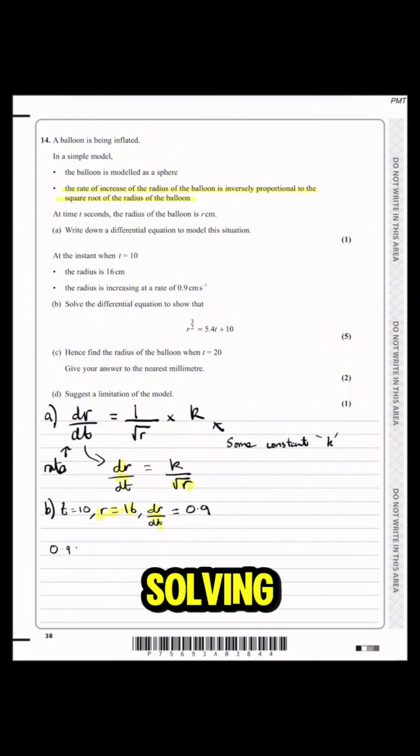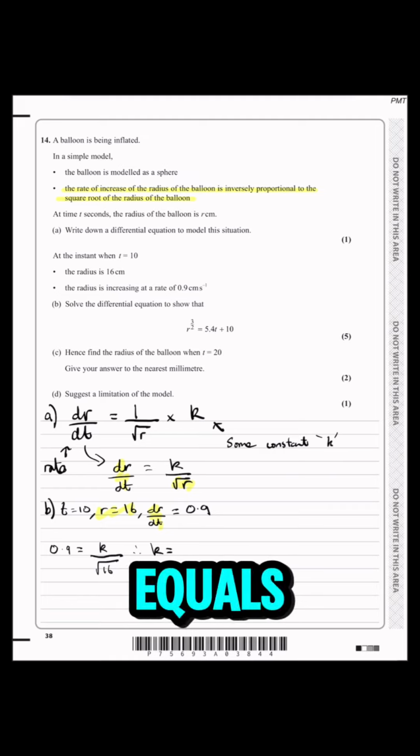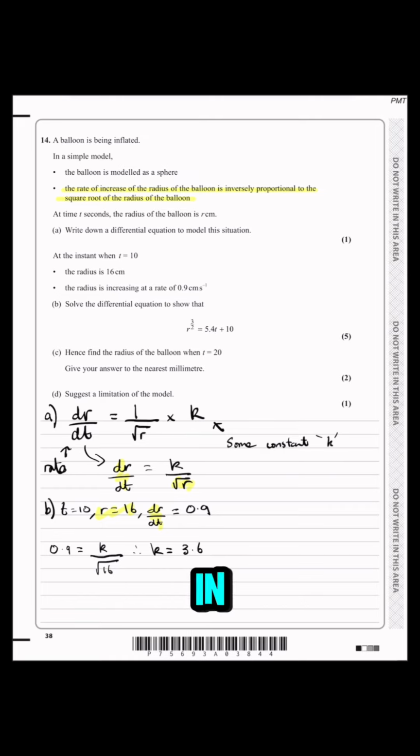Then we're solving for k now. So we're given t equals 10, r equals 16, and dr by dt is 0.9 in part B. So we can solve k is 3.6 by solving it all in. And then now we're getting into the juice, right?